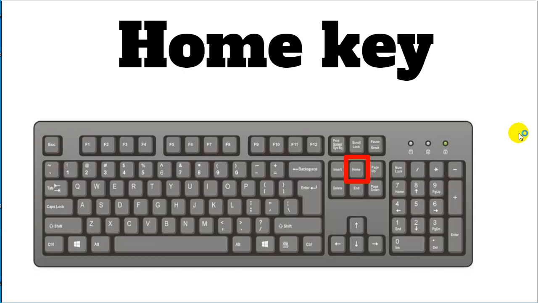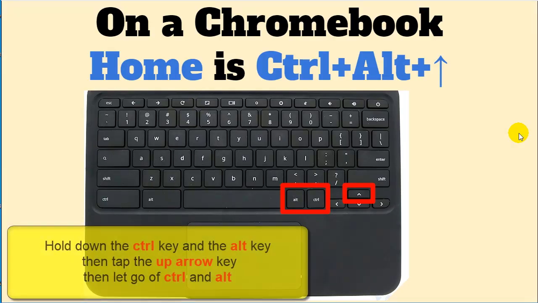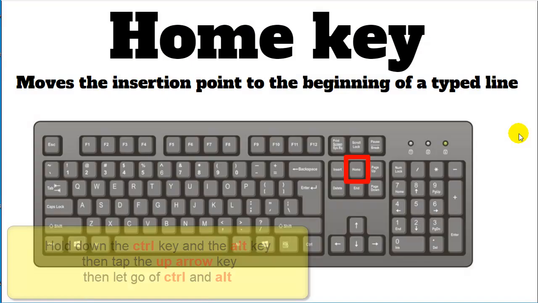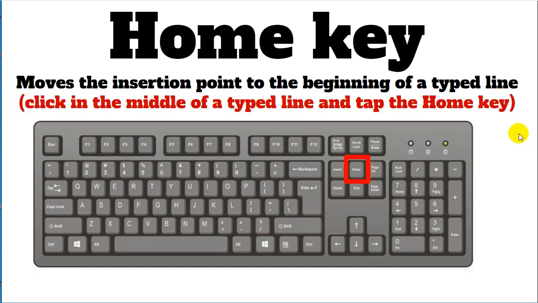The home key is a very important key. On the Chromebook, home is Control, Alt, up arrow. If you hold down the Control, the Alt, and the up arrow, it's the same as tapping the home key on a standard keyboard. The home key moves the insertion point to the beginning of a typed line. So, if you click in the middle of a typed line, and then you tap the home key, it'll jump to the beginning of the line you're on.